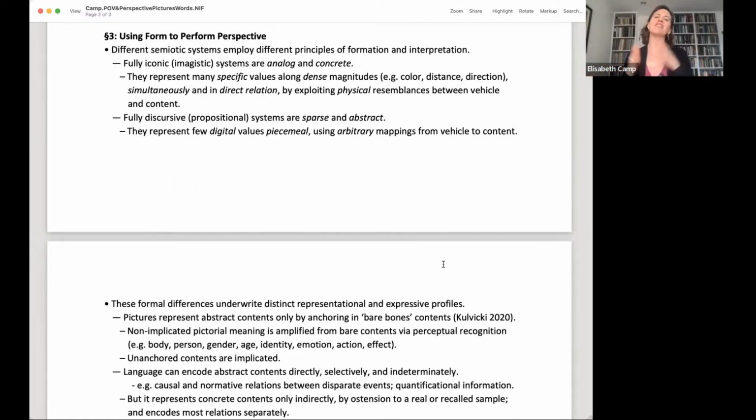At the extremes, fully iconic systems are analog in the sense of representing highly specific values along dense magnitudes. They are also analog in the sense of representing many features simultaneously and in relation to each other. They're also concrete in the sense that they exploit physical resemblances between the vehicle and the content. So they use aspects of the physical vehicle in order to have representational significance. In the simplest case, they use a patch of scarlet to represent being scarlet.